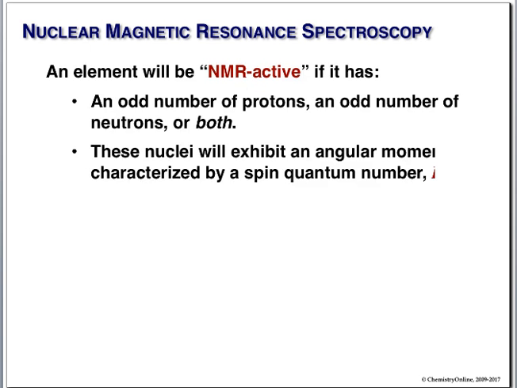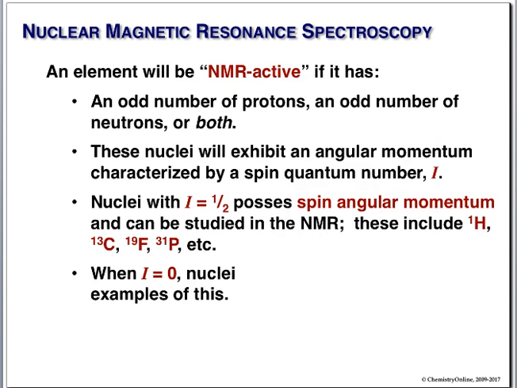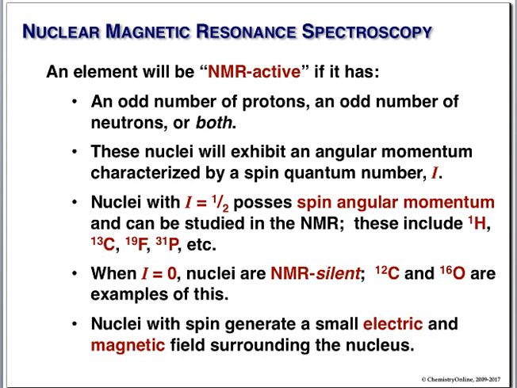All right. An element will be NMR-active, that means it will be sensitive to an NMR spectrum, if it has an odd number of protons, odd number of neutrons, or both. These nuclei will exhibit an angular momentum characterized by a spin quantum number, abbreviated I. If I equals 1/2, the nucleus itself will be sensitive and can be studied by the NMR. If the spin number is 0, it's NMR silent.